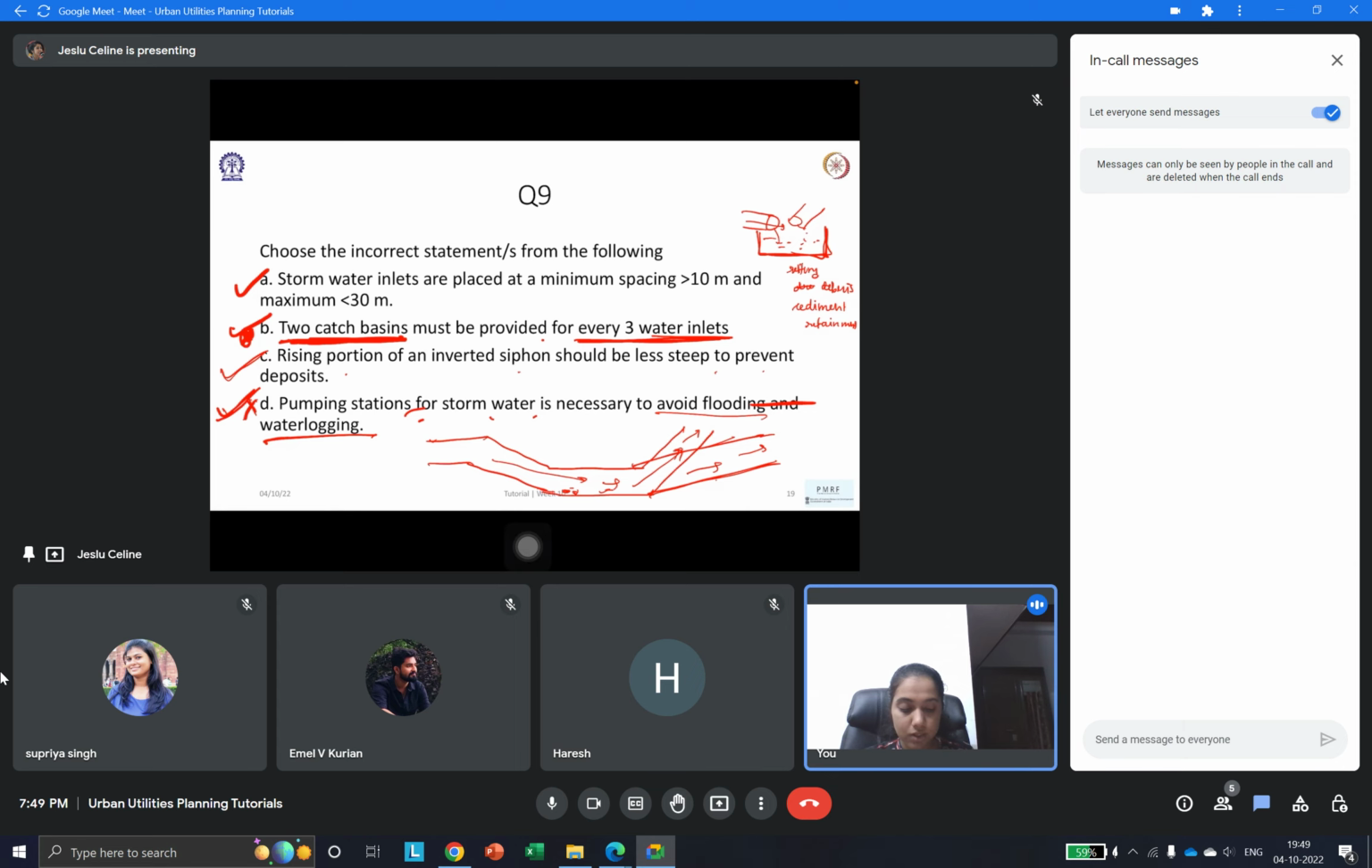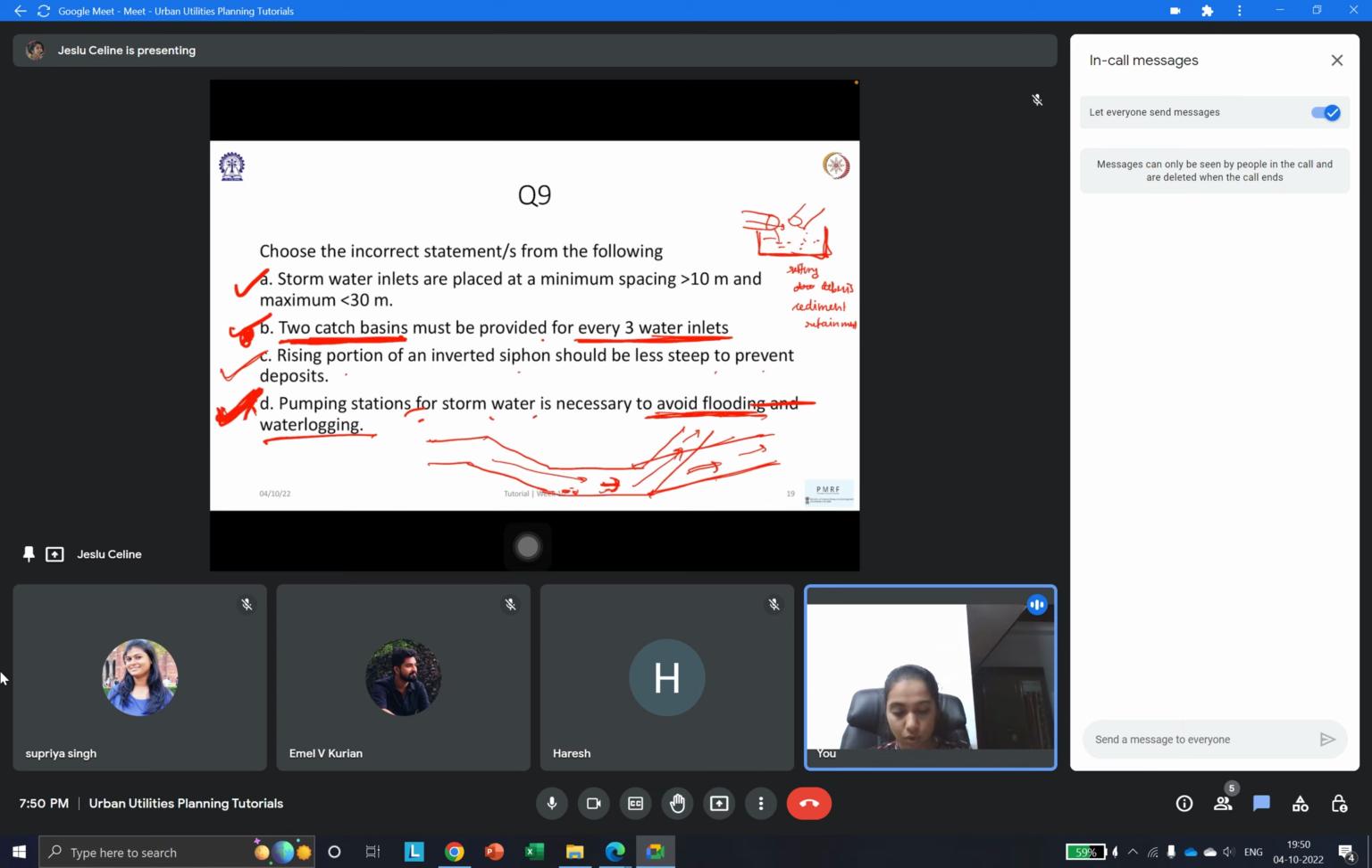You need pumping stations to avoid this. When flooding is happening, you can use a pumping station to remove that water outside. Or when there's waterlogging, if the water is naturally incapable of going through that particular channel, we need pumps to push the water forward. So the last answer is right.